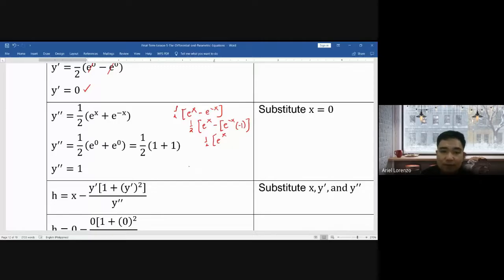Kaya siya yun. Nakuha. Then you have the value of x which is 0. Substitute mo. So e raised to 0 is 1 plus e raised to 0 is 1. 1 plus 1 is equal to 2. 2 divided by 2, 1 half times 2 is 1. Okay? So meron ka ng value ng y prime which is 0. Meron ka ng value ng y double prime mo which is 1.